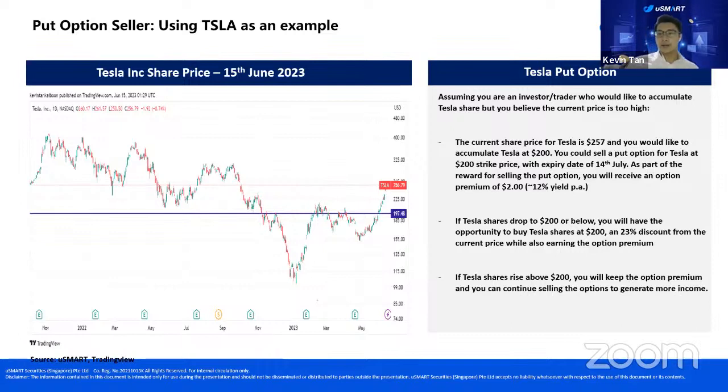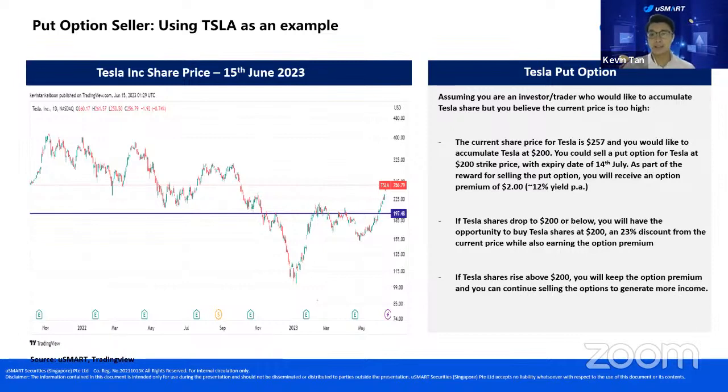Now, the worst case scenario is, what if Tesla shares fell to $200 or below? You will have the opportunity to buy Tesla at $200, which translates to a 23% discount from the current share price, while at the same time you also earn the option premium. So this helps you in two ways. One, you get a better entry price of $200 instead of $257. The second way it benefits you is that even if Tesla shares never fell to $200 in the next period, you are earning option income during this period.